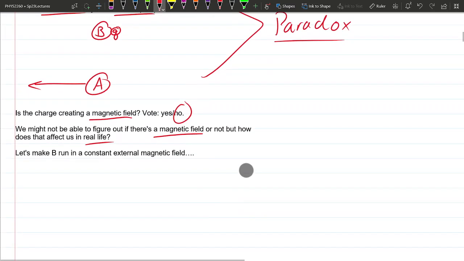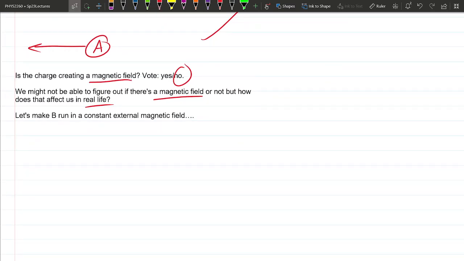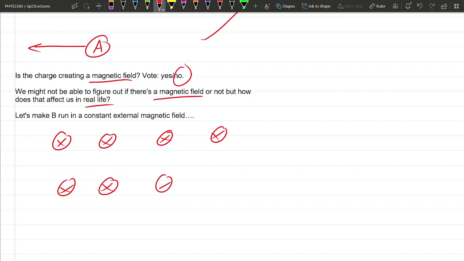So what if we make Brittany run in a constant magnetic field? There is already a magnetic field in there. I'm going to draw a bunch of magnetic field, let's say, going into the board. Imagine this universe has some constant magnetic field in it, and let's see if we can figure out whether there's going to be a force on that charge. Because if you have a charge moving in a magnetic field, there's going to be a force on it. If it's massless, it's going to start floating up.